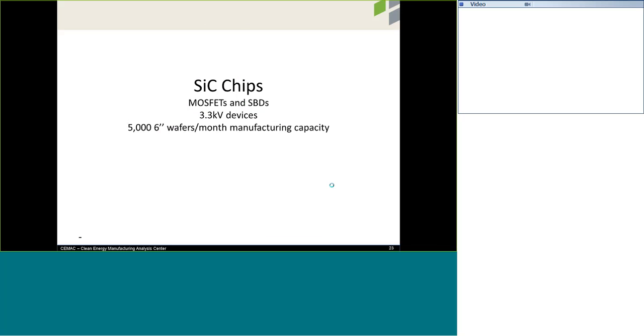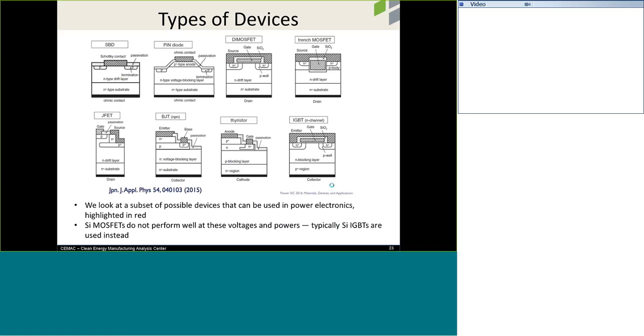So for the silicon carbide chips, we know that there are a number of different devices. However, for the purpose of our analysis and because it made sense for the variable frequency drives, we're looking at the diode and the MOSFET. Typically, silicon MOSFETs do not perform as well at these voltages and powers, and so they have to use silicon IGBTs, so that's how we decided on what devices to model.